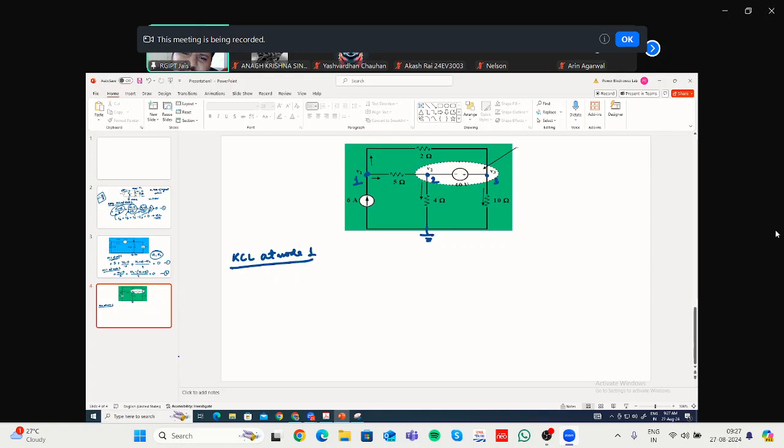For this branch, there is already a current source of 6 ampere, so there is no need to write the V by R equation. Directly the current is given. The current is going into the particular node, so minus sign. How much is the value? The value is 6 ampere, so minus 6.